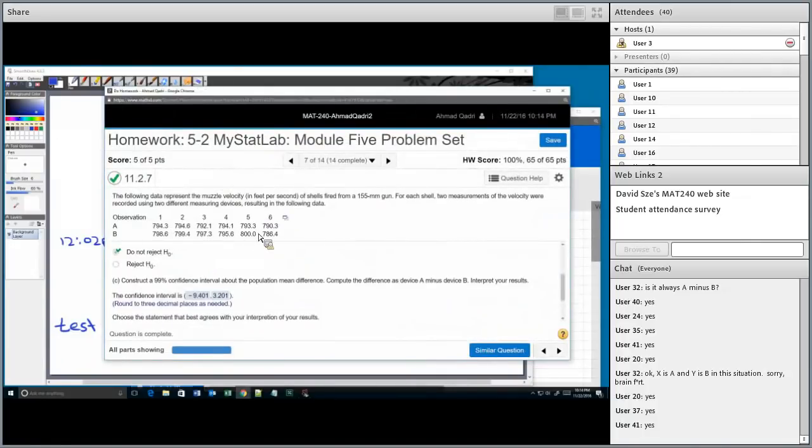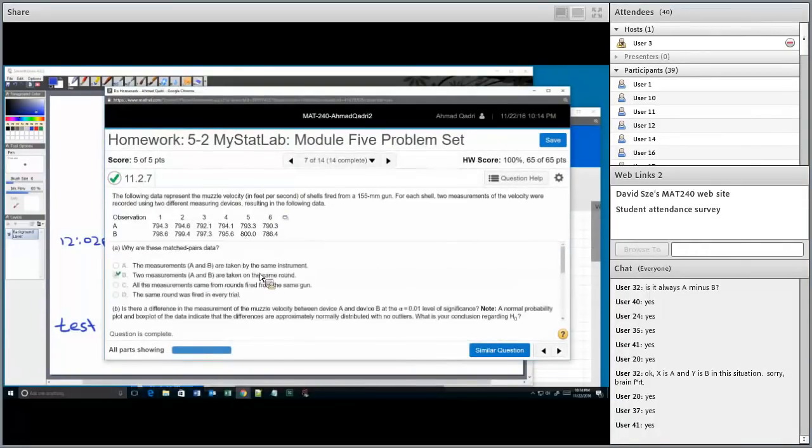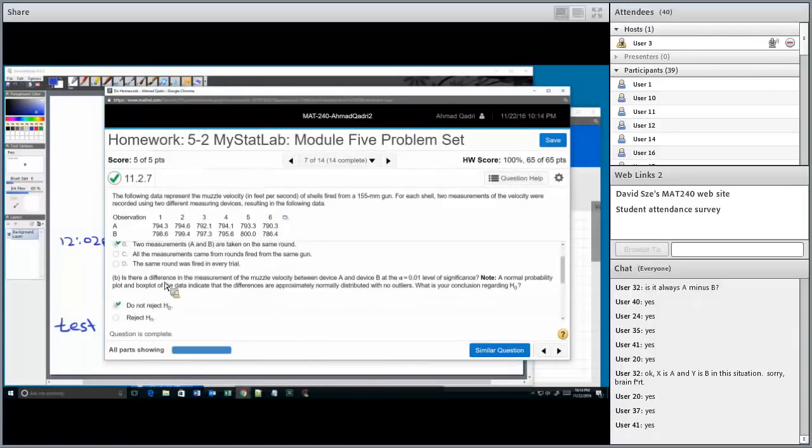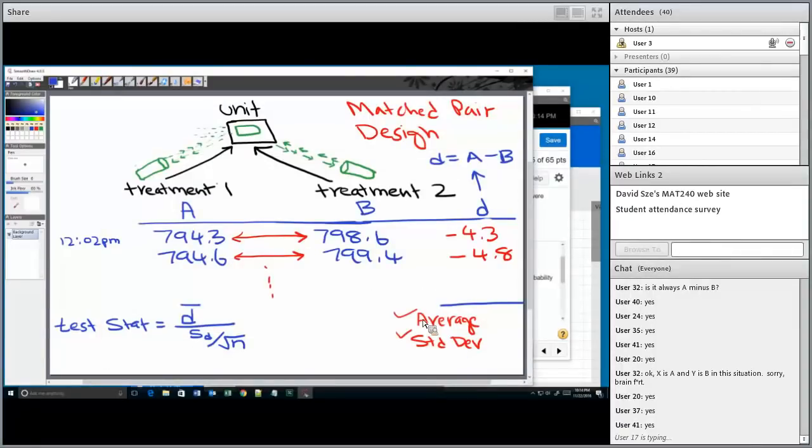So here's the data. Okay, this is the data given to you. We have to find, why is this a matched pair data, first of all? It's matched pair because two measurements A and B are taken on the same round, just like I explained. Is there a difference in the measurement of muzzle velocity between device A and B? So basically what they're asking is, are the measurements from A and B different or not? Okay. If that's the case, tell me what would be my null and my alternative hypothesis.